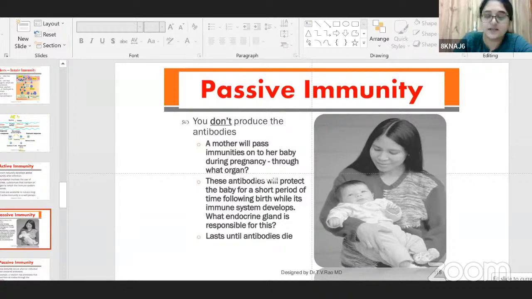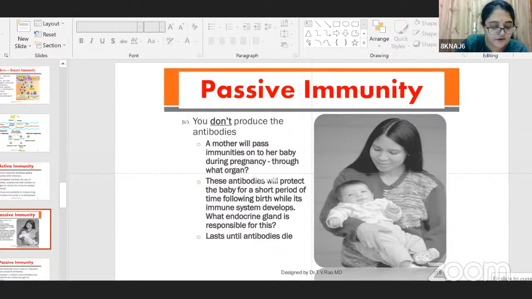Then the fetus also receives certain antibodies from the mother through the placenta during the pregnancy. So you have IgG, if I'm not wrong, which actually crosses the placental barrier. So that gives a little bit of immunity to the growing baby.